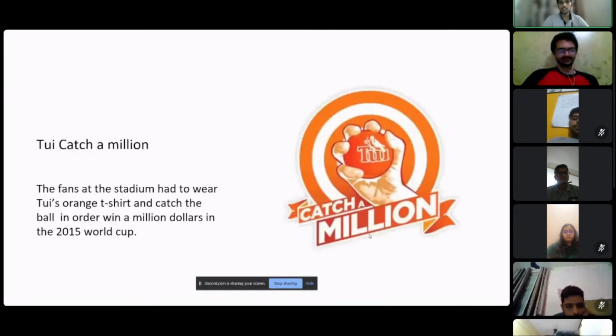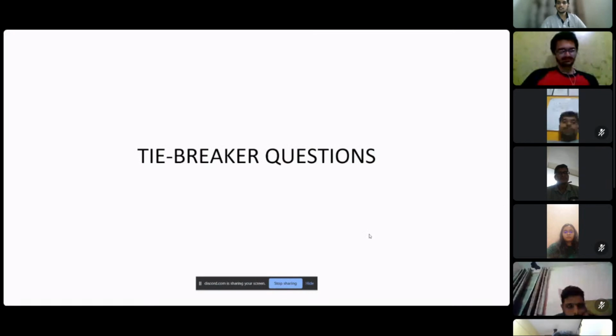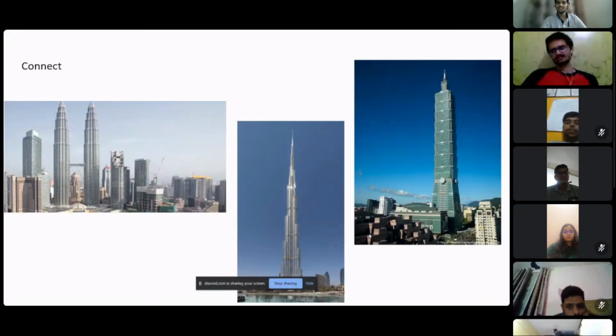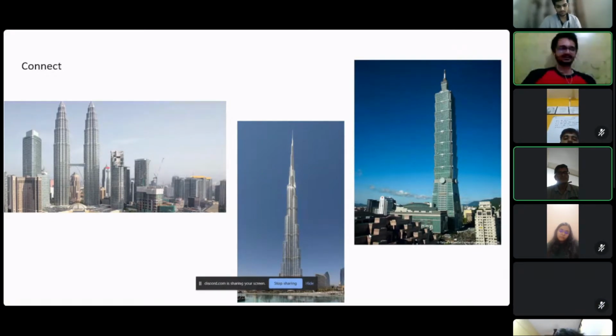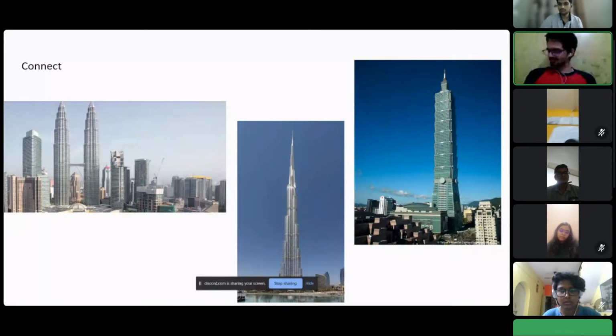So do you want to go with this question? Yes, definitely. So these are three buildings. This question is only for both the participants, right? Yes, only P2 and P8 will take part in this question. The right side is Taipei 101, the middle one is Burj Khalifa, and the left one is Petronas Towers. So what is common between the three?